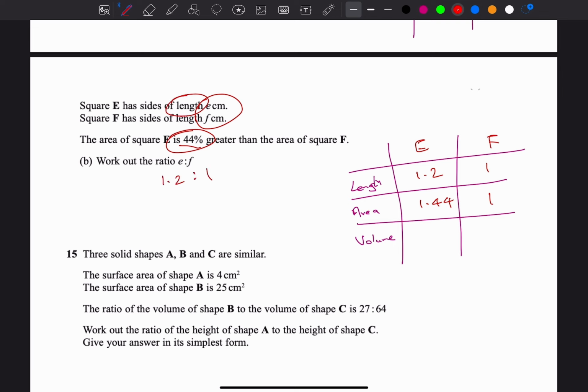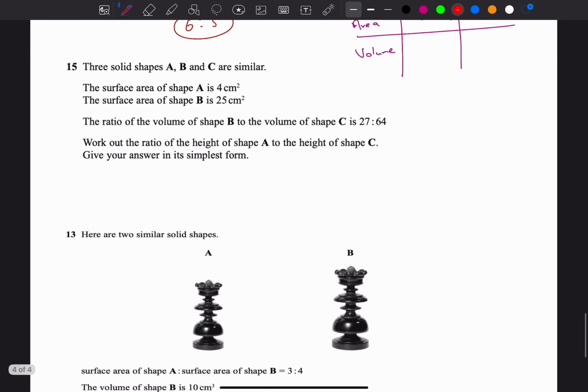Some people don't like to write decimals. So for whole numbers, times it by 10. 12 is to 10. Simplify it: 6 is to 5. Next one.